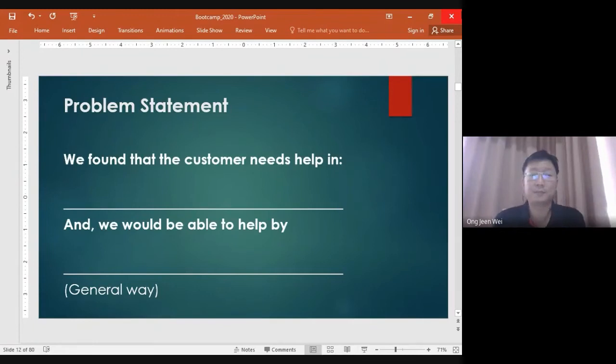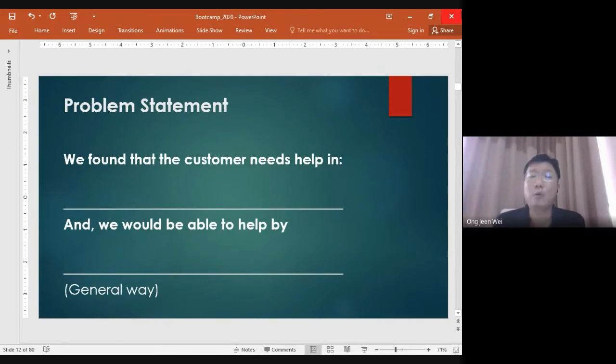For example, one hotly discussed topic for graduating students is that it might not be good now, because the moment you leave your university or you leave MMU, jobs are limited outside. So when we talk to final year students, graduating students, they might tell us a lot of things, but we say, okay, let's focus. And we say that we found that the customer needs help in getting a job.